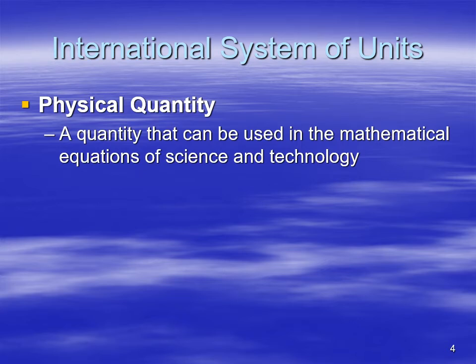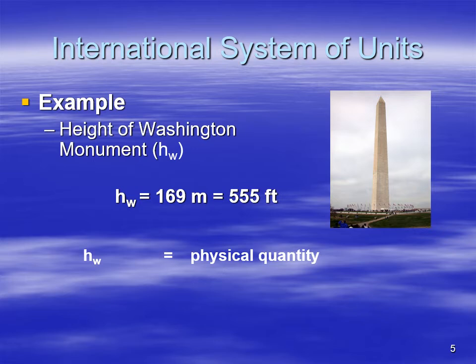First off, the physical quantity is a quantity that can be used in mathematical equations of science and technology. An example of a physical quantity is the height of the Washington Monument. Not the numbers or the units, but just the term, the height of the Washington Monument.